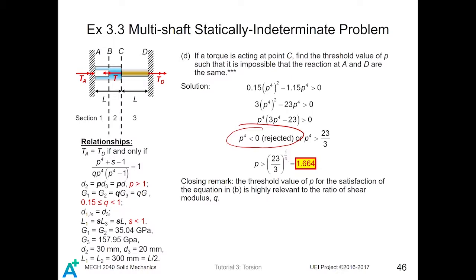The result is 1.664. Notice that the threshold value of P is largely constrained by the ratio between the shear modulus of the blue bar and the brown bar.